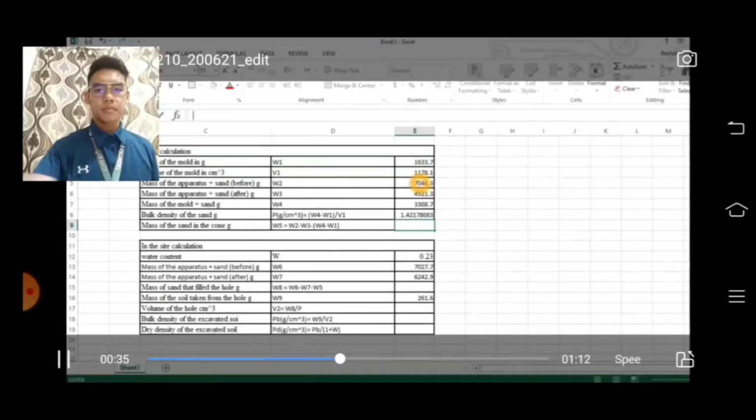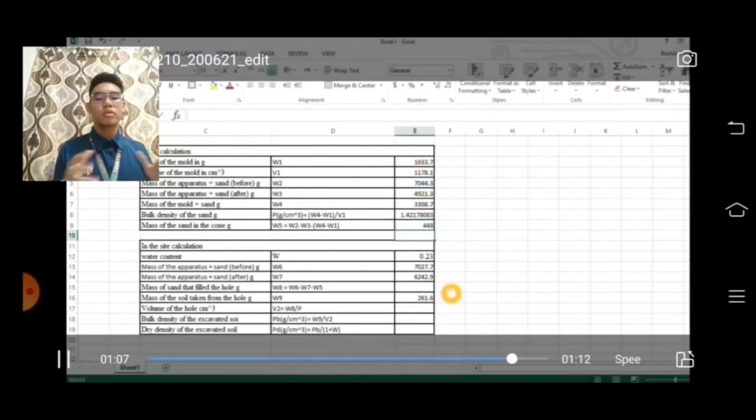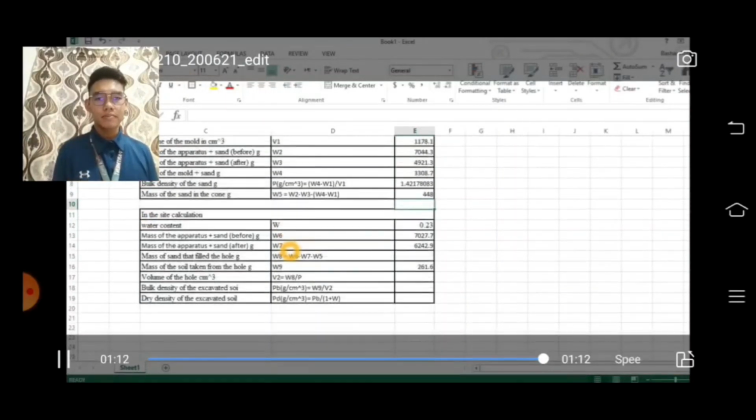All right, after we're done with the bulk density of the sand, now we need to find the mass of the sand in the cone. To find this, we need to minus the mass of the apparatus with the sand after from the mass of the apparatus with the sand before. Then that answer will be minus the mass of the mold with sand and the mass of the mold empty, and the answer will be 448 grams.